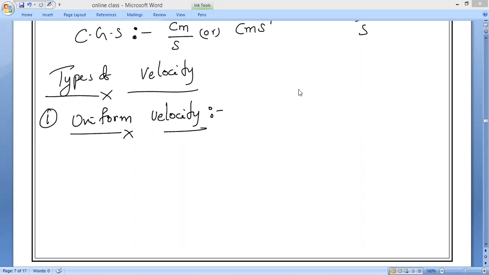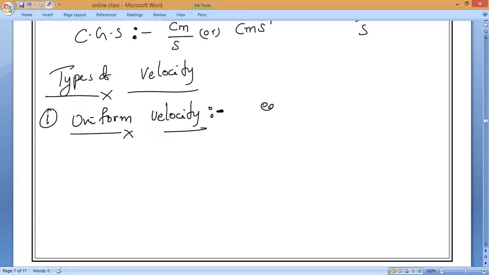Now, velocity means displacement. We are not supposed to use the word distance. A body is said to be in uniform velocity if it undergoes equal displacements in equal interval of time. That's all. Equal displacements in equal interval of time.